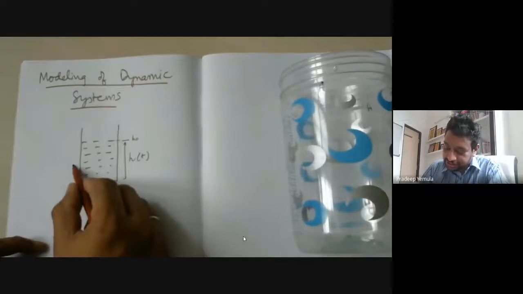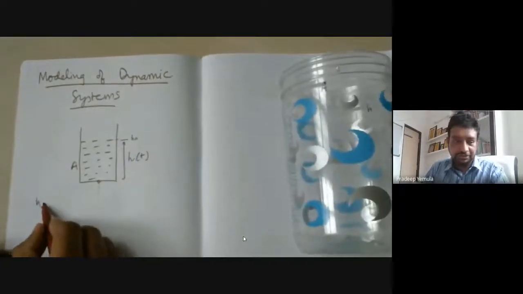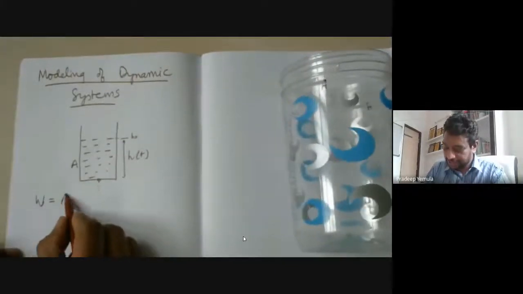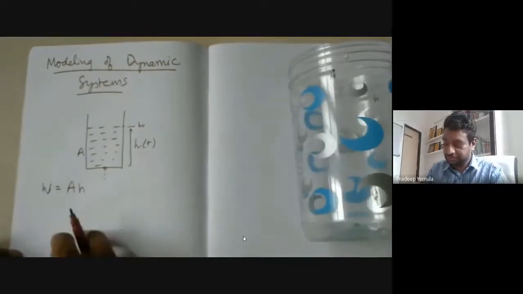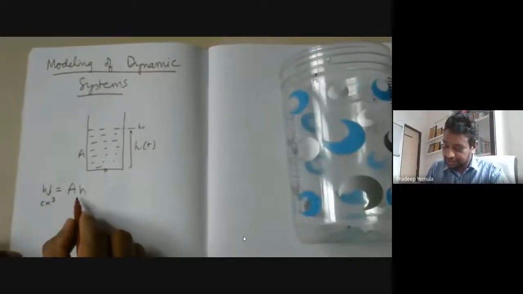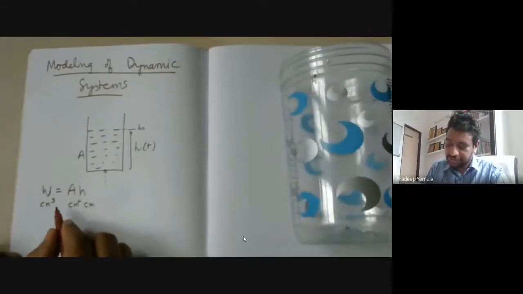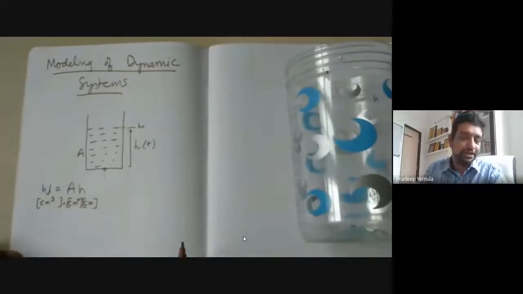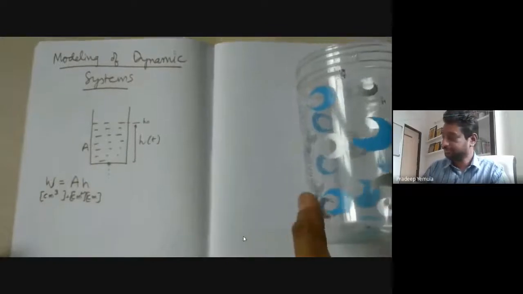Now, area of cross section is A. Okay. So at any time, the volume of water, W, can be represented as A into H. So any doubt here? So W is the volume of water. So this is in centimeter cube, and area is centimeter square, and H is in centimeters. So both sides the units are also matching. So any doubt up till here? Feel free to ask your doubt.